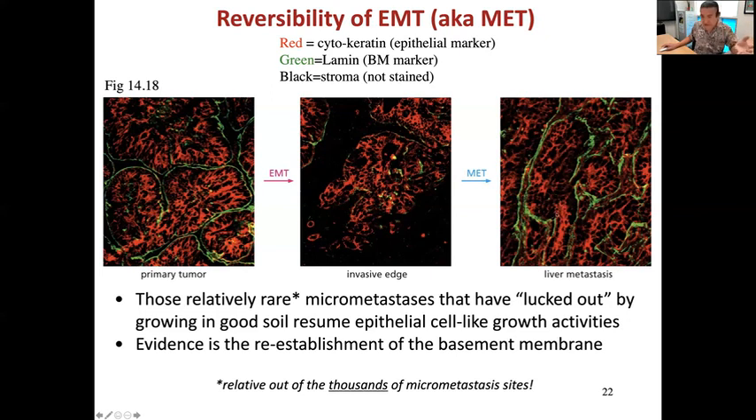And you can see then this cancer has now metastasized to the liver, for example. And when you take a cross section of that tumor, it looks very similar to the starting primary tumor. So those relatively rare micrometastases that have lucked out by growing in good soil will resume their epithelial-like growth activities. And the evidence of this is the fact that you see a reestablishment of the basement membrane. And when I say relatively rare, I think you understand relatively rare still is problematic if you're talking about hundreds of thousands of metastatic cells leaving the primary tumor every day and circulating around in the body.